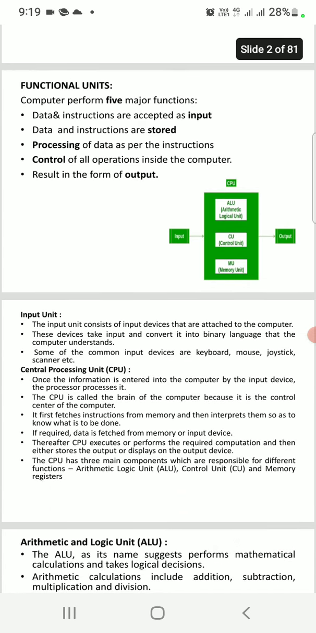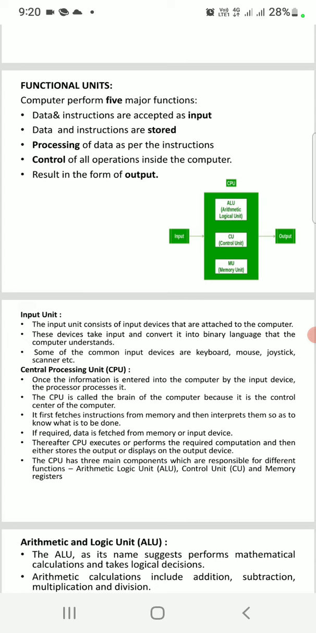The input: we know the input devices that are attached to the computer. These devices take the input and convert it into binary language that the computer understands. Some of the common input devices are keyboard, mouse, joystick, scanner, etc. The central processing unit processes information and data. This is a very important part of the computer architecture.